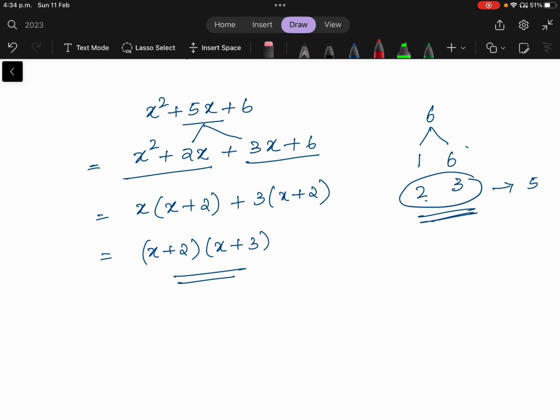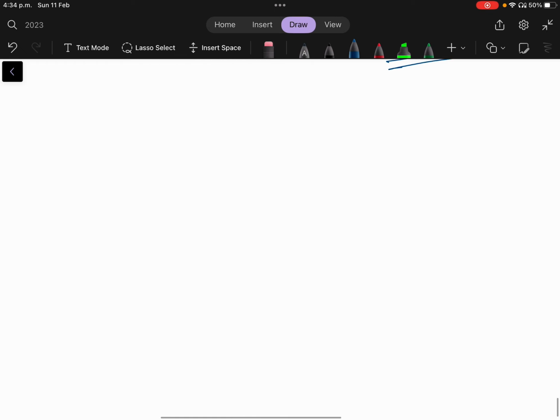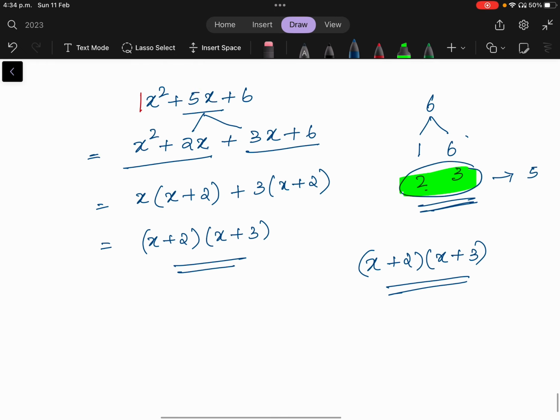Now there's one more thing. If the coefficient of x squared is 1, or there's no other term here, once you find out that it is 2 and 3, you can directly write the answer as x plus 2 times x plus 3. There's nothing else you need to manipulate. You can just directly write it like this. Otherwise, you can do these processes and then you can get the answer.